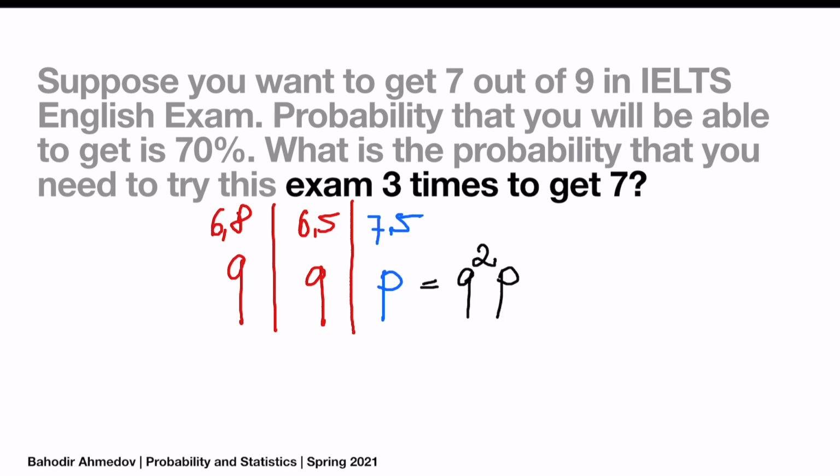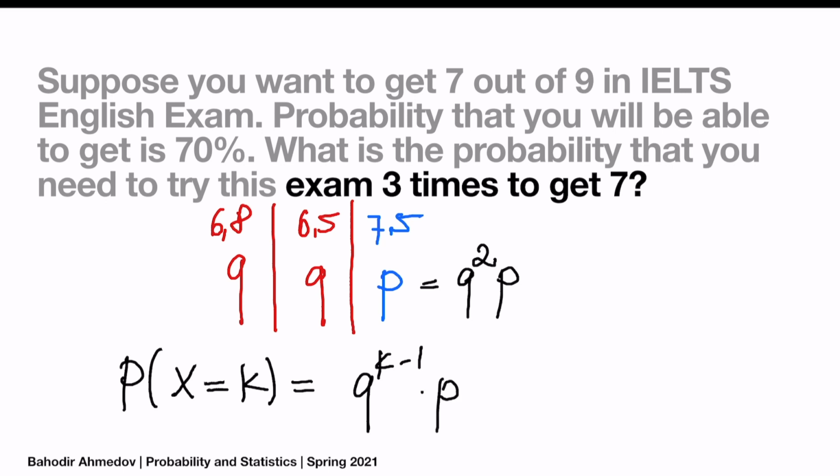In general, the number of trials which you need in order to get the first success has the geometric distribution, and the probability of having K trials to get the first success is going to be Q to the power of K minus 1 times the P. And the explanation is that in all the previous K-1 trials, you have to get failure, and in exactly the K-th trial, you need to get the success.